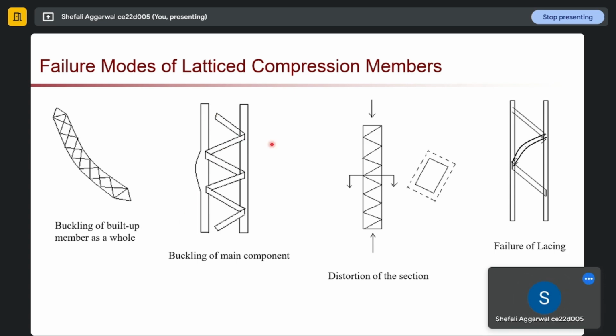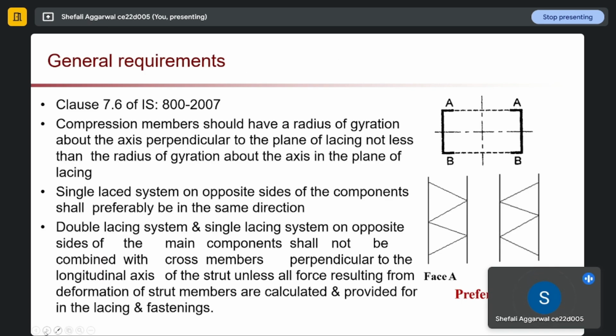Another thing is a distortion in the section, mainly due to axial loads. There can be a distortion in the section which can cause a failure in our lace members. And lastly, our lace member itself can fail. It can be due to overloading or some other reason, or poor connection.